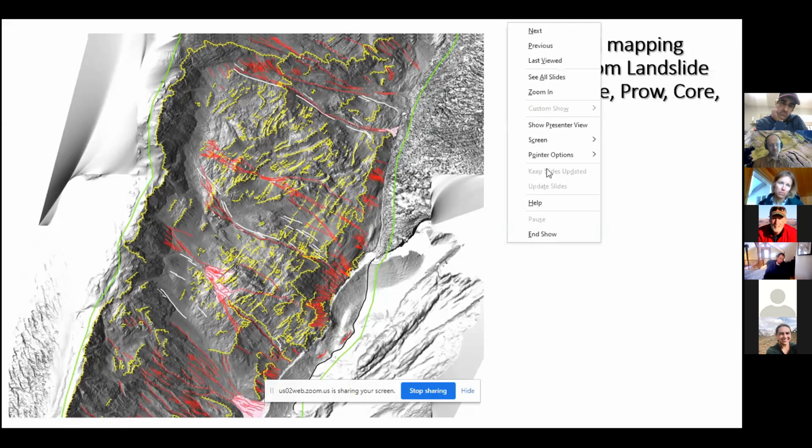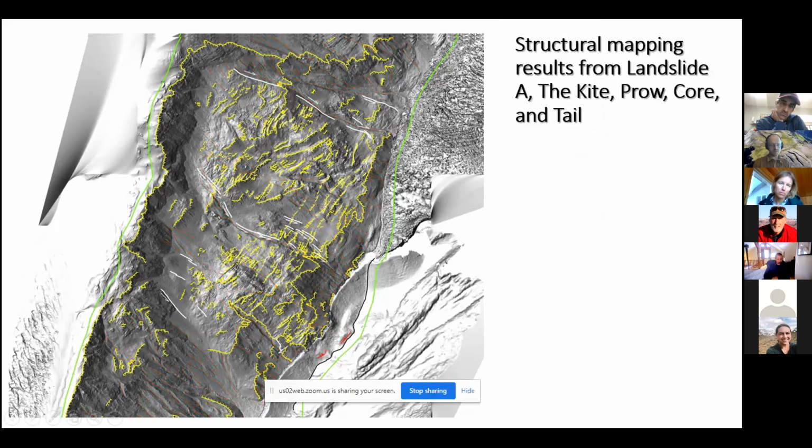This was pretty surprising to me, that we didn't see more thrust faults. Thrust faults are indicative of compression. You normally see them at landslide toes, but they're hard to see in landslides where you have a glacier at the base or a recently receded glacier at the base.